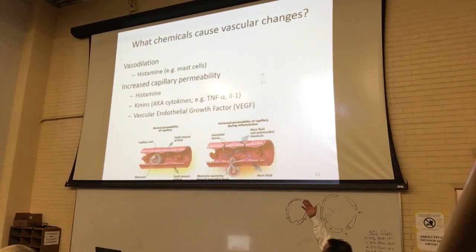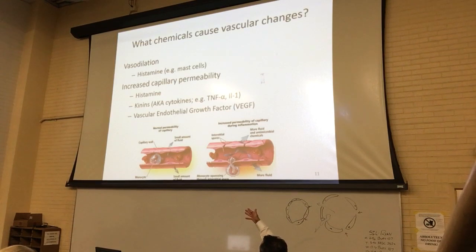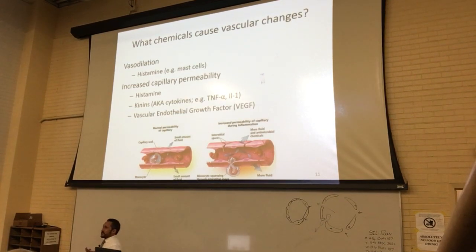And there's other examples like cytokines such as TNF-alpha and interleukin-1, IL-1. These are from the kinase family. Or the big one known as vascular endothelial growth factor. So VEGF, vascular endothelial growth factor, is a highly vasodilatory molecule. And it's made and released at the site of injury.